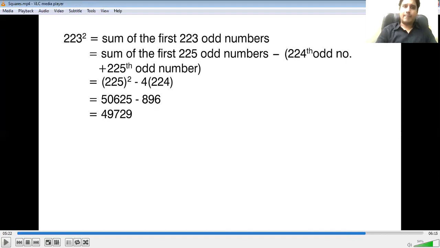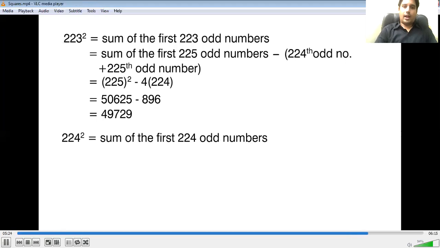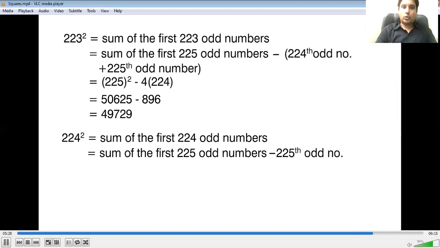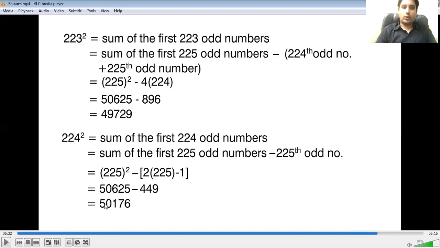Let's take the example 224 square. Again, the sum of the first 224 odd numbers. By now, you must have understood. I'll be taking the sum of the first 225 odd numbers, and now I'll subtract the 225th odd number from that. So the second step is this. Now, 225 odd numbers means 225 square. The 225th odd number will be twice 225 minus 1, and hence our result will be 50625 minus 449, which is equal to 50176. So the square of 224 is 50,176.